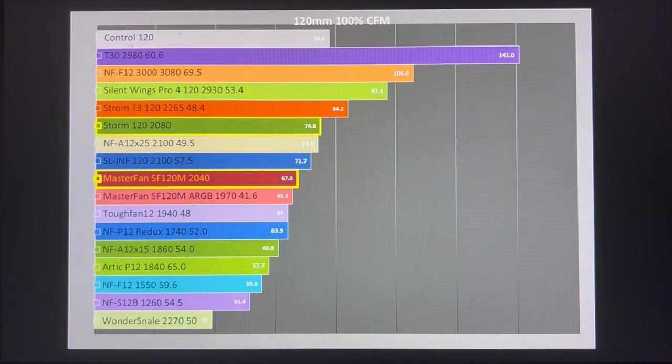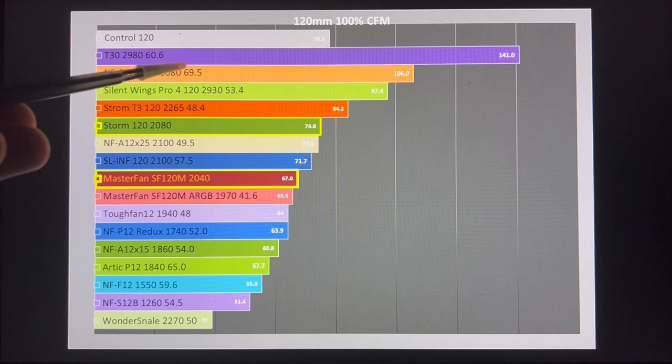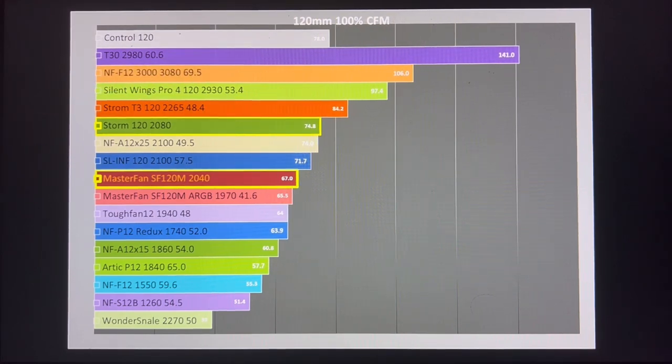100% PWM fan signaling. Well, the T30 tops the graph. It is spinning at nearly 3,000 RPM. It's also rip-roaring loud at 60, but it is moving 141 cubic feet per minute of air. The Noctua NF-F12 IPC, 3,000 RPM, 69 decibels, nice, and 106 cubic feet per minute of air.